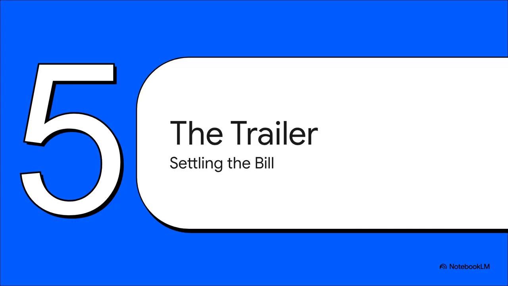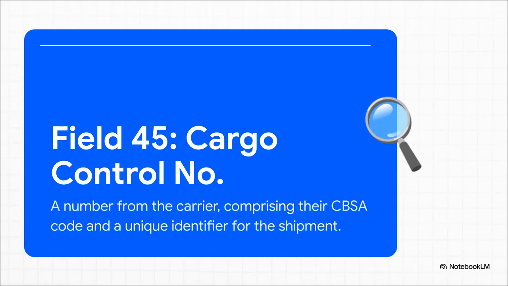We've reached the final act, the trailer. This is the end of the story where all those individual calculations from the body are summarized and the final bill is presented. Okay, let's clear up a really common point of confusion. The cargo control number in Field 45 is not the same as the government's transaction number. Think of the CCN as the carrier's number. It's the tracking code from FedEx or UPS or whatever trucking line is physically moving your stuff.